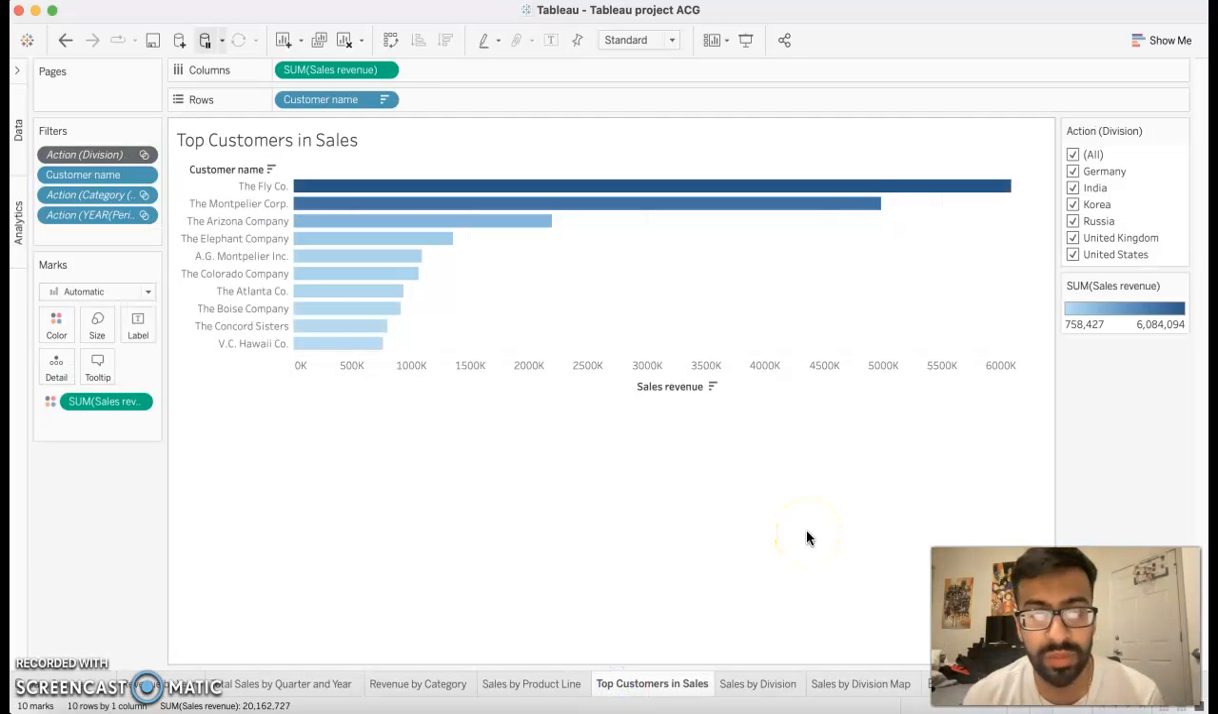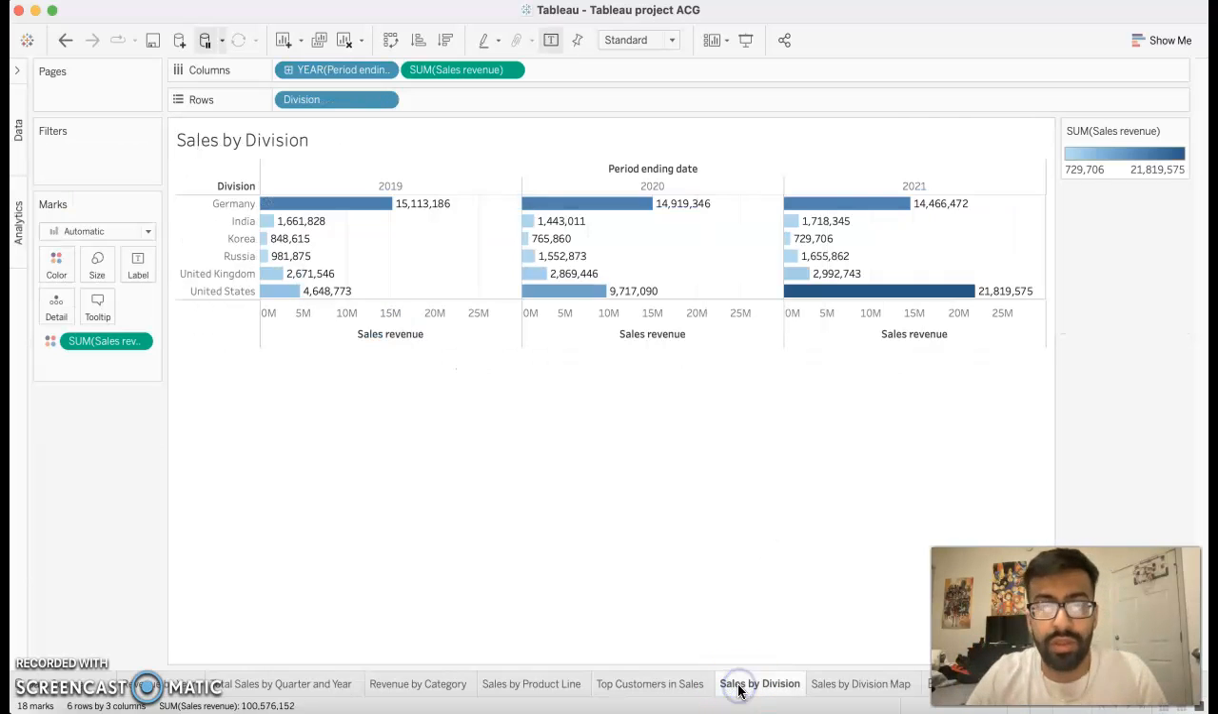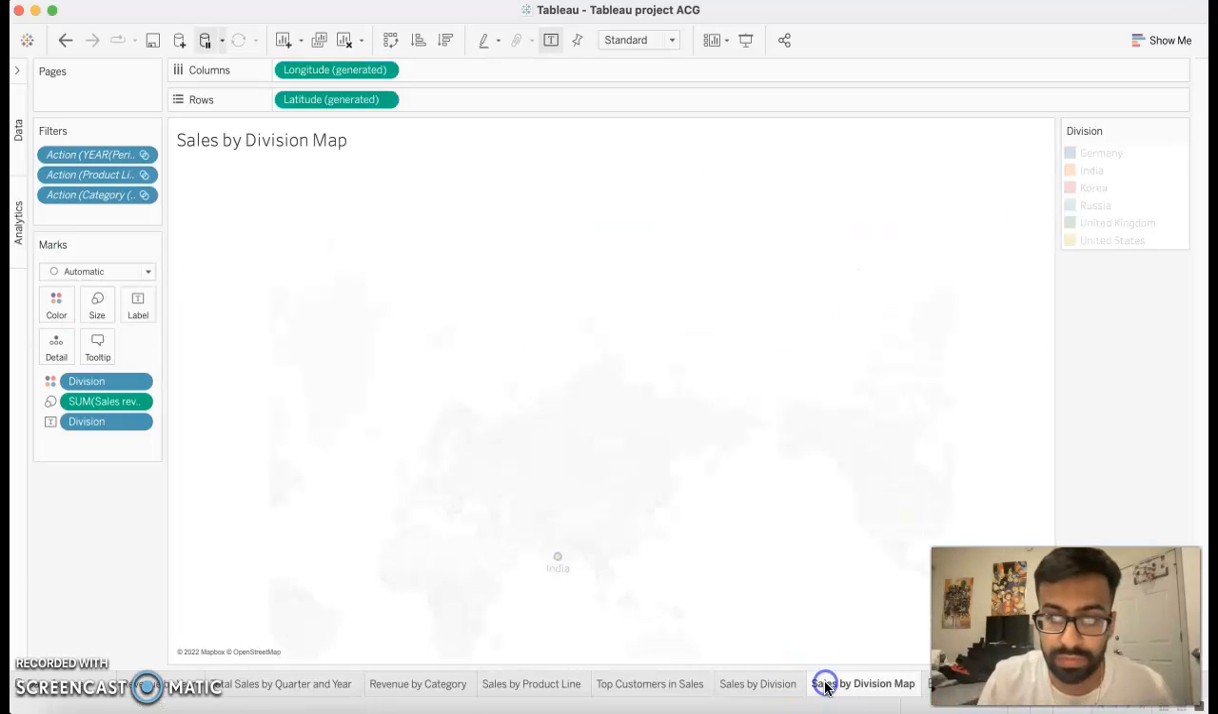There's also the top customers in sales. So here you can see the top 10 customers. So at number 1 you will see the Flyco, and at number 10 you will see VC Hawaii Co, and you can see how huge of a difference those two have. There's also sales by division, and this would also be looking at the different years, so 2019, 2020, and 2021, and the different divisions such as Germany, India, Korea, Russia, United Kingdom, United States, and the sales revenue. And from here you can see how they have increased or decreased over the years.